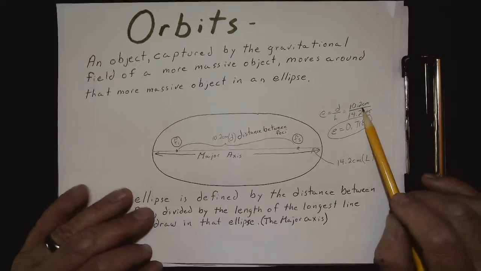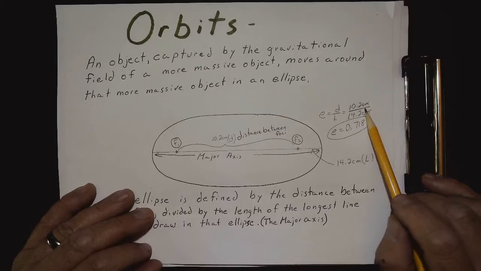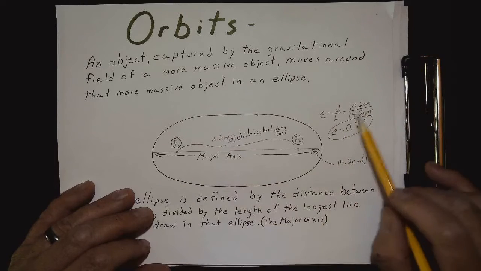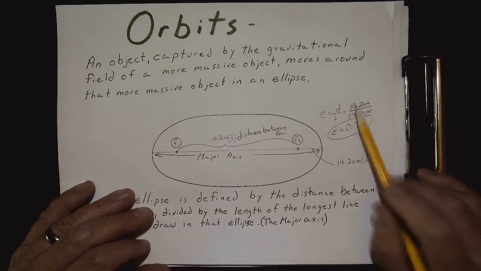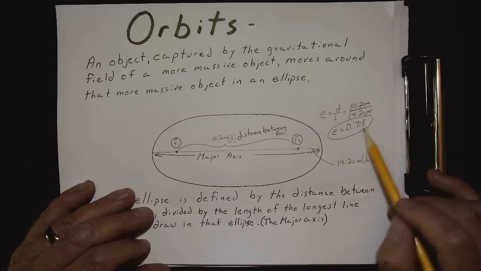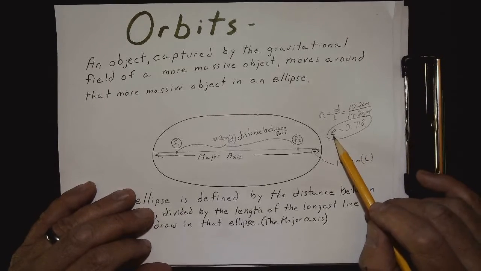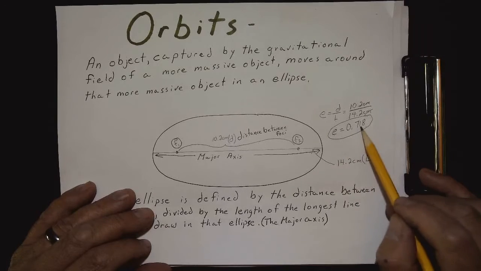Distance between the foci we've measured out, and that comes to 10.2 centimeters. This is usually measured to the nearest tenth of a centimeter. The length of this major axis comes out to 14.2 centimeters. When we do the division to the nearest thousandth place, which is what you're usually asked, the eccentricity comes out to be 0.718.